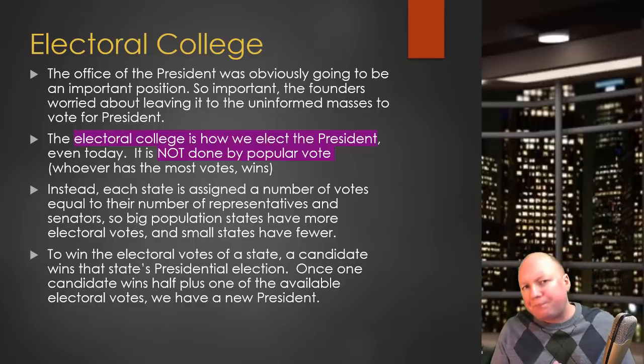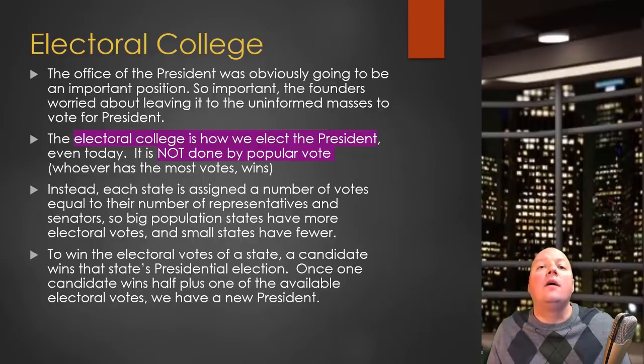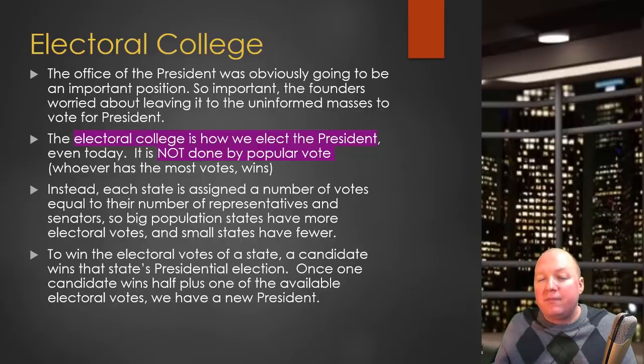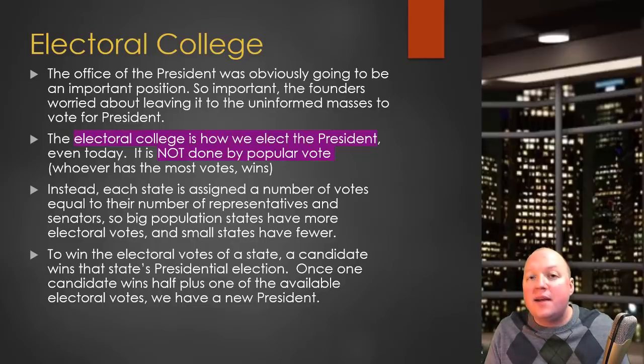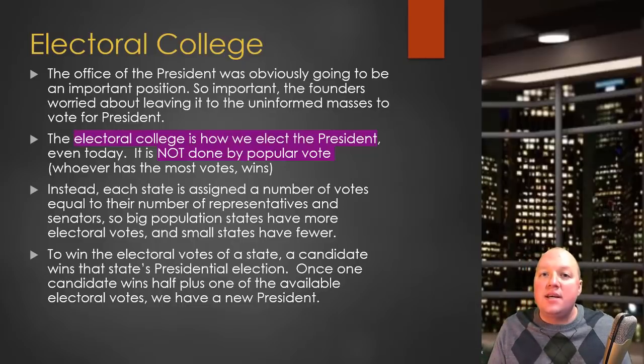So basically, what we do is we figure out how many electoral votes there are total, and the answer is 538. And then whoever wins half plus 1 of that number, which is 270, the first person to get 270 electoral votes will become president of the United States. Let's take a look at a map and see how that works.